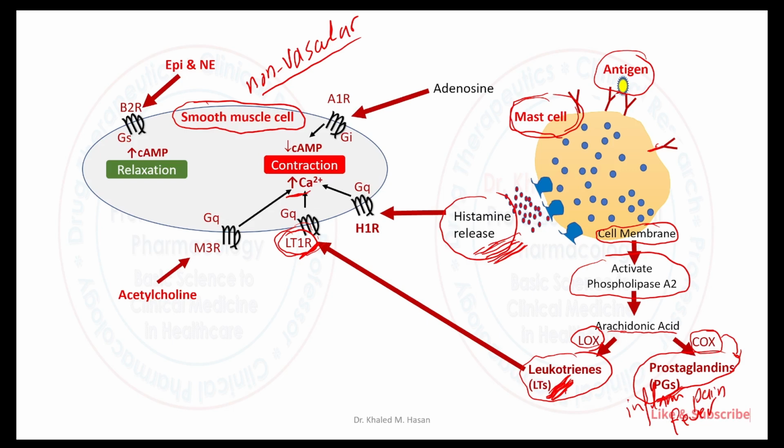Another pathway is the release of histamine. This is the main source for us, releasing histamine. Histamine will bind to the H1 receptor and activate Gq and increase the concentration of calcium. This will lead to the contraction of non-vascular smooth muscle cells.